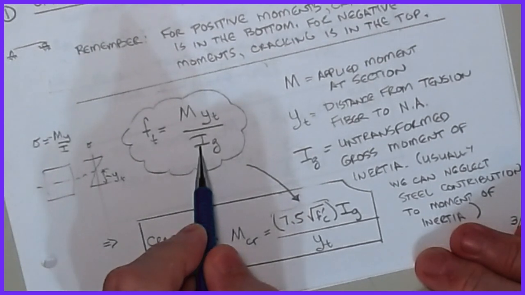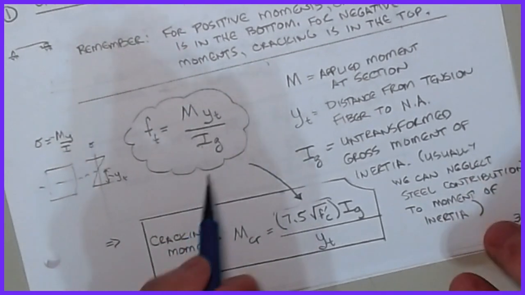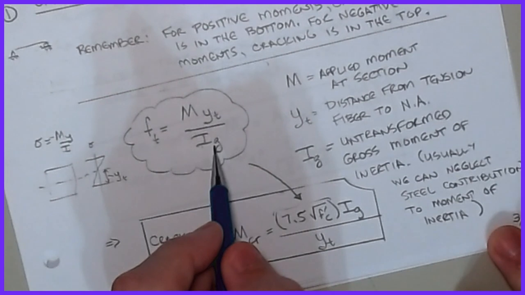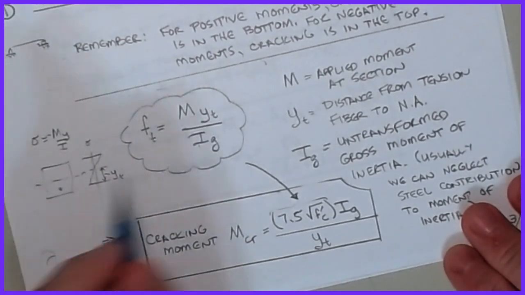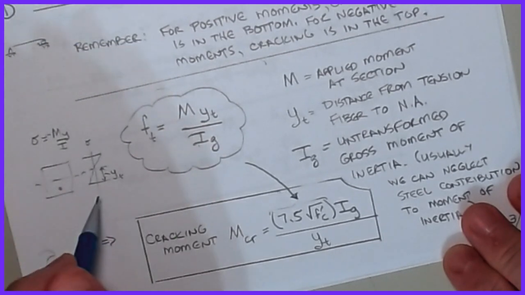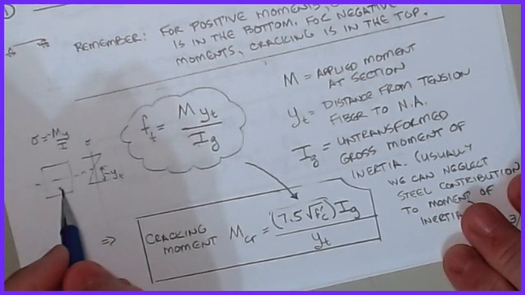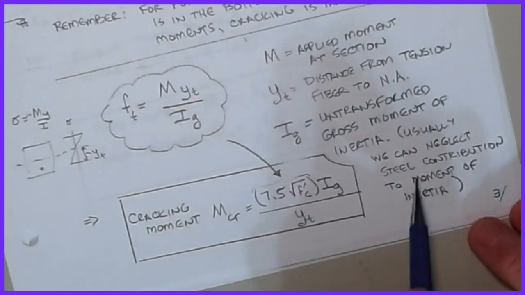You can use the transformed section if you want, but typically for the moment of inertia for an uncracked section, we generally just use the gross moment of inertia, basically because the contribution of the steel in the section to the gross moment in a pre-crack state doesn't add much to the overall stiffness of the element. It's not until I crack it that the steel really starts to kick in and play a much larger role.